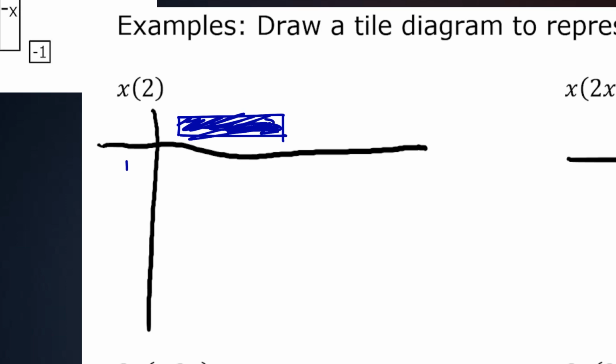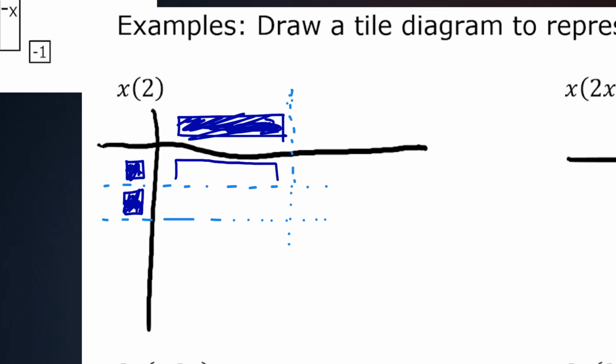Now, since I'm multiplying it by 2, I'm going to draw two small squares along the other side. And I'm shading it in because it's positive. Now, what I've done is I've drawn some dotted lines here to show you almost like an invisible grid to help you figure out what belongs here on the inside. And you can see that in order to fill in these sections inside here, I need two bars. And I know I'm going to be shading them in because I know something positive times something positive is going to give me something positive. So what this tells me is that x times 2 equals 2x. So let's write that out. x times 2 equals 2x.